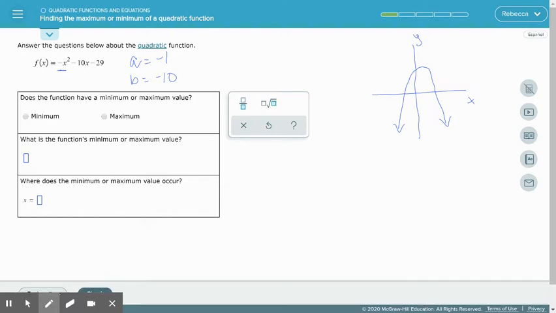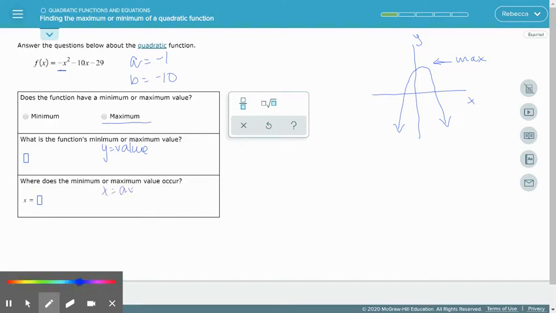And so does the function have a minimum or a maximum? So I know that it's opening upside down. So I'm going to have a max. And then what is the function's minimum or maximum value? So it's asking me for my y value again of the vertex. So I need to first find the x, which is that axis of symmetry.